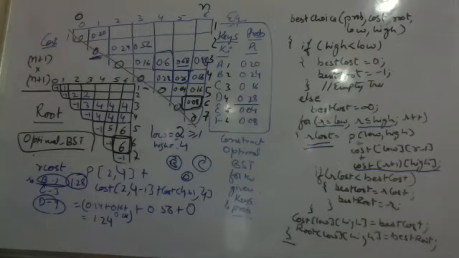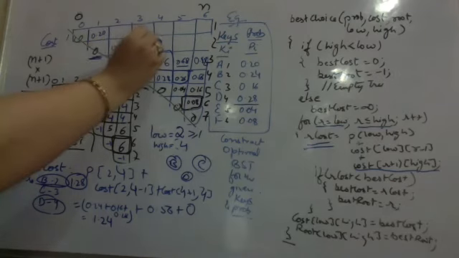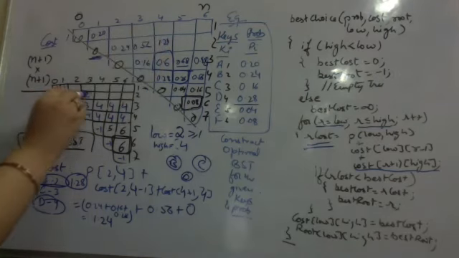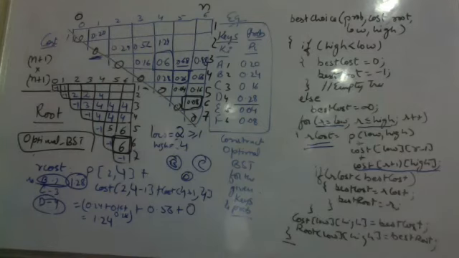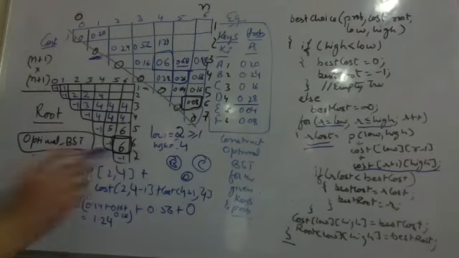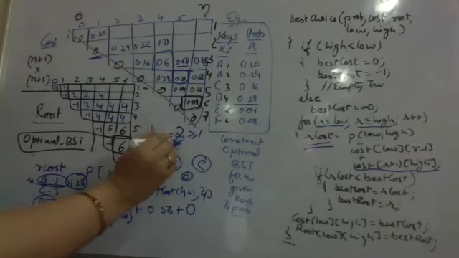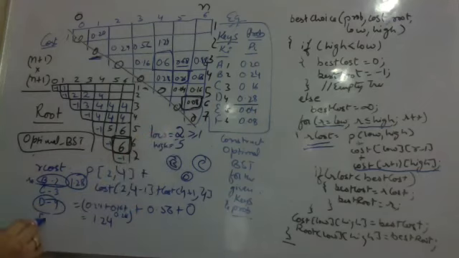Yes? Yes, ma'am, it is 1.24. So this comes out to be 1.24 with root 4. Correct? Yes, ma'am. Next we again move. High becomes now 5. Possible value of root becomes 2, 3, 4, 5.